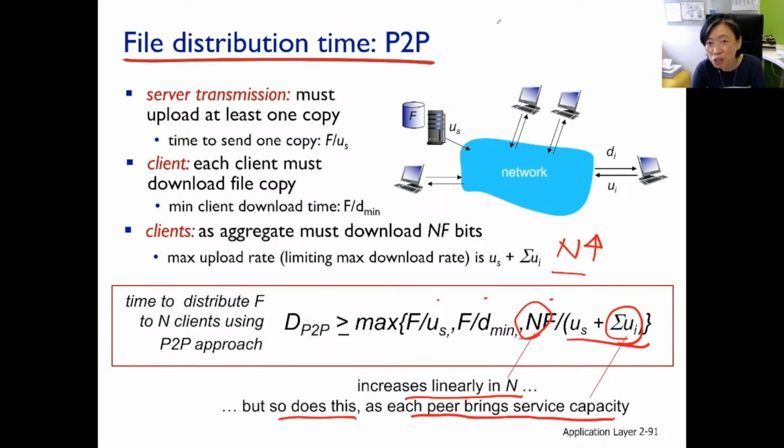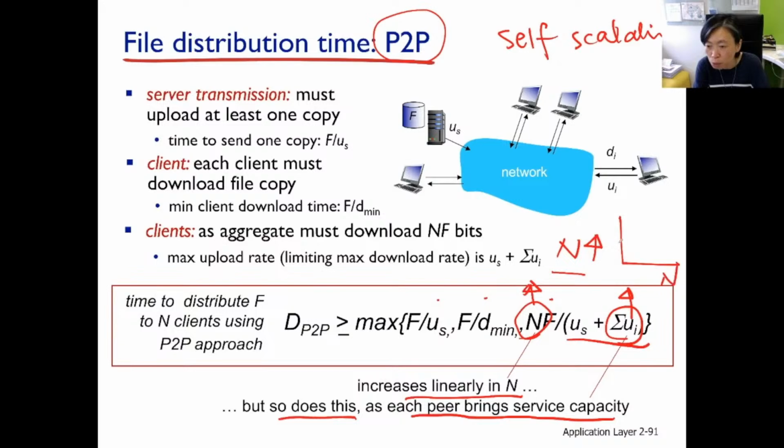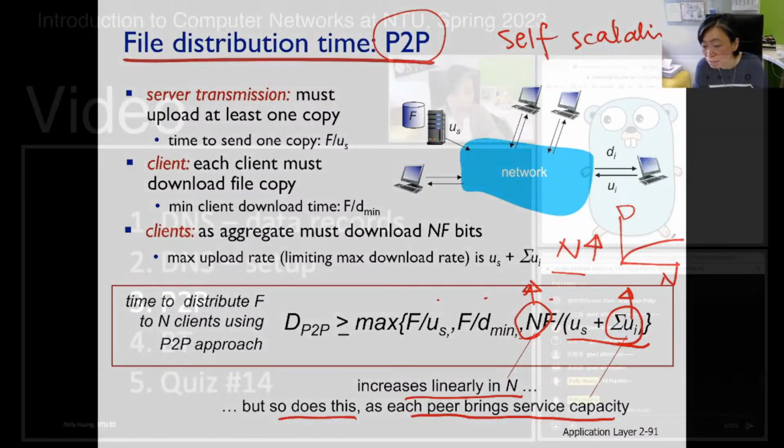If you recall, this is what was talked about, called self-scalability, a nice property of P2P architecture. As a peer joins, the peer demands service, but the peer also contributes its own uplink capacity to help others download. So this grows linearly with N, but this also increases, though I'm not quite sure it's growing linearly. But overall, it's going to be better than the linear growth. So the growth is probably more like this.